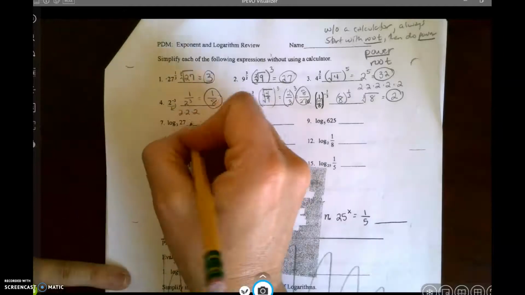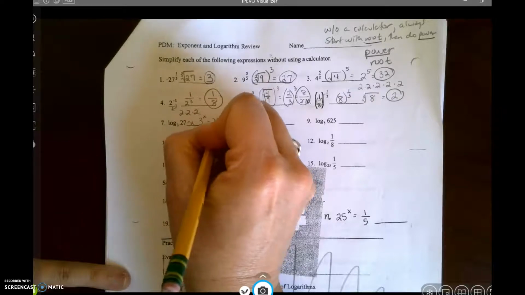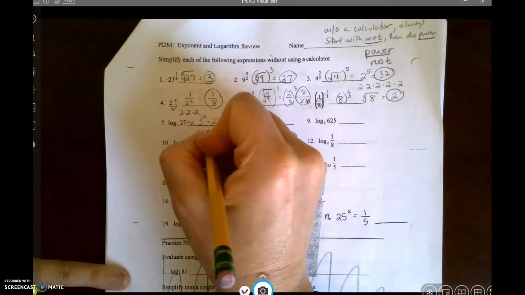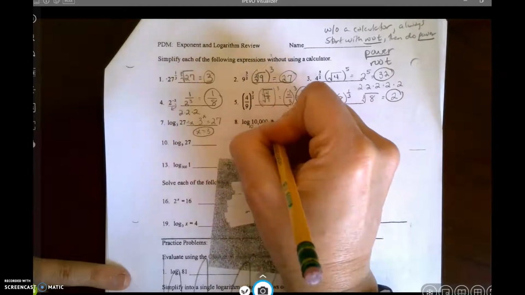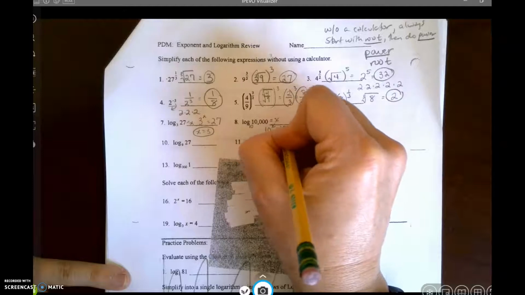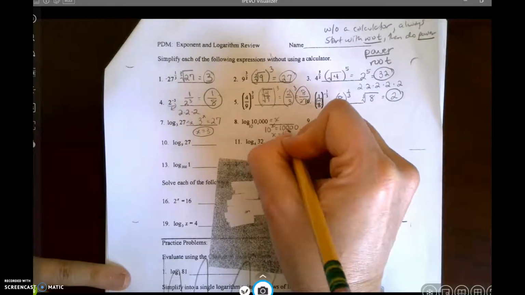Number 7. Log base 3 of 27 equals x, so I have 3 to the x equals 27. I know that it's 3 to the 3rd power, so I know that x equals 3. Number 8, there's no base, so I know that the base has to be 10. Log of 10,000 equals x. So 10 to the x equals 10,000. I can simply count my zeros. X equals 4. 10 to the 4th would be a 1 with 4 zeros, or 10,000.